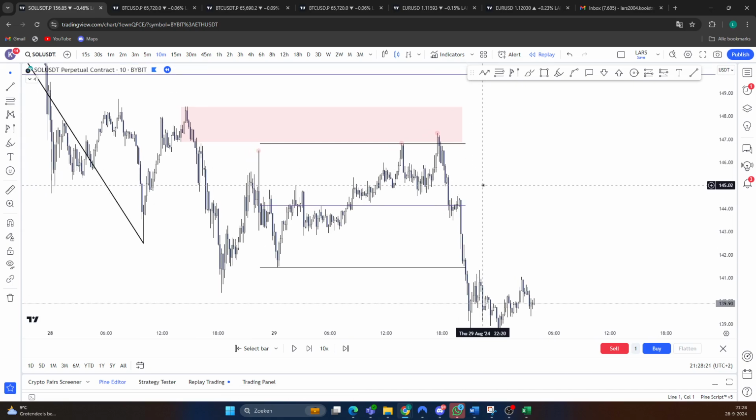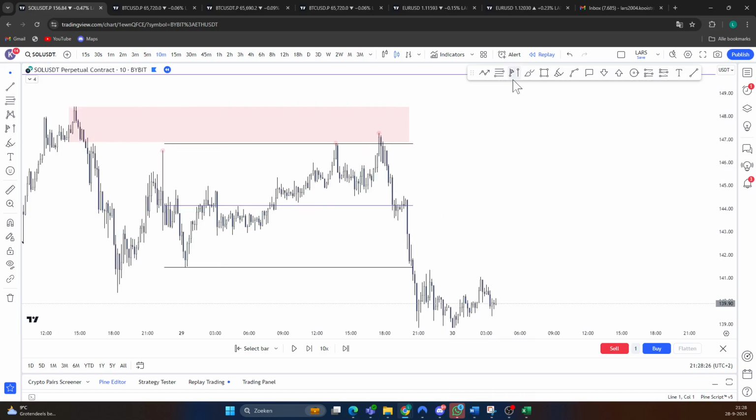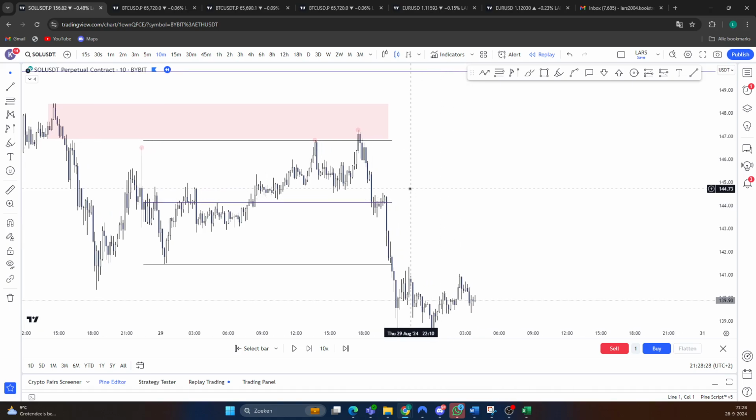Then, applying the high probability variables to our trading confirmations, okay? If we check this range, what can we see from a return to zone perspective?